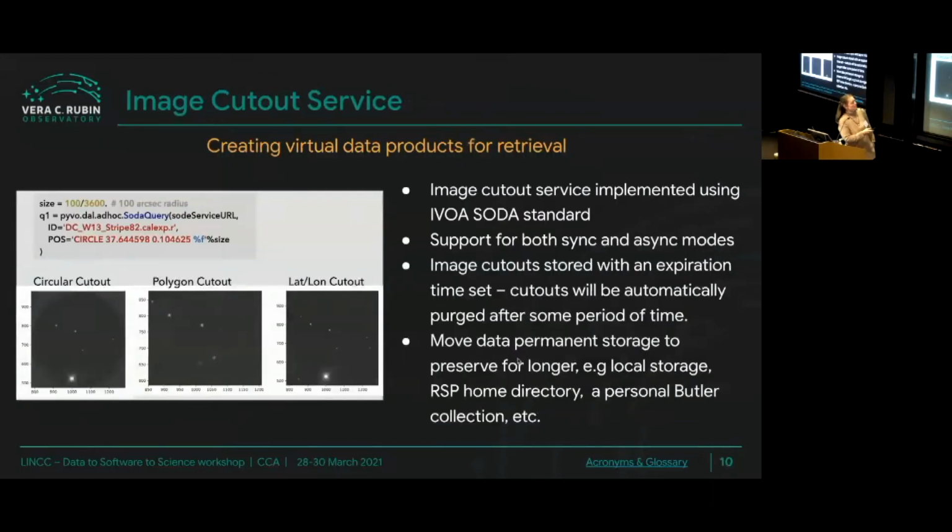Something else that we will provide is called the image cutout service. People are going to want to retrieve images associated with the data they analyze, or just cutouts of images. You don't necessarily want the whole image, you just want a small part of the image. So the image cutout service will be implemented also using an IVOA standard, supporting both synchronous and asynchronous modes, and will allow you to execute a query. Here's an example of a circular cutout, a polygon cutout, and a latitude, longitude based cutout. You can specify the parameters and just get back the part of the image that you're interested in that's associated with your work.